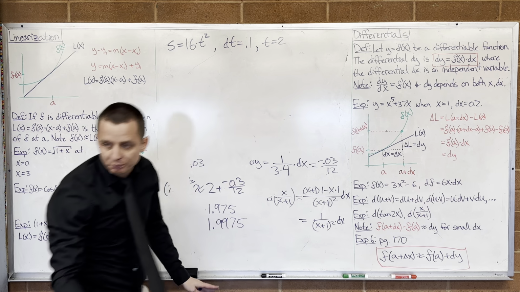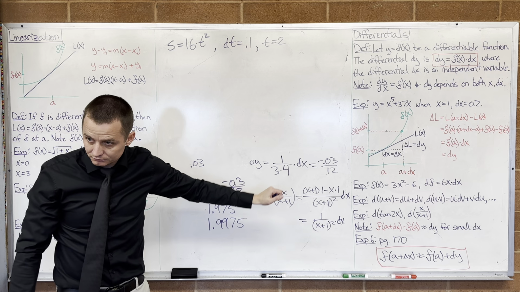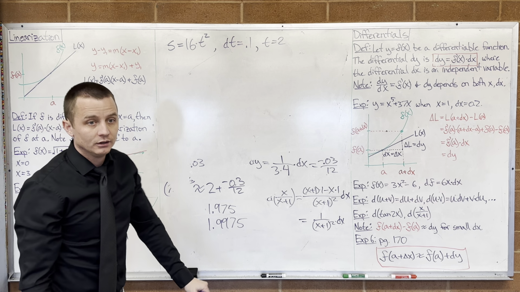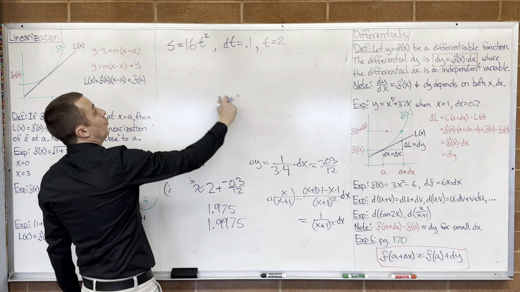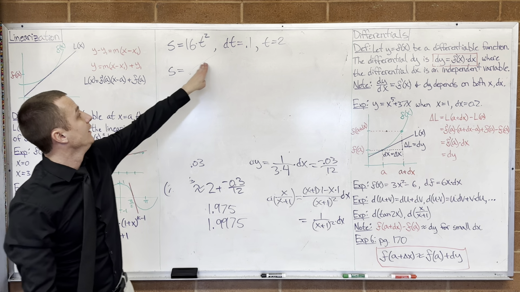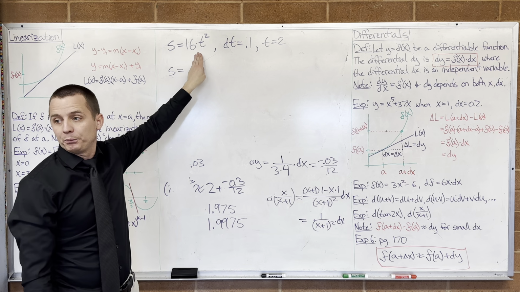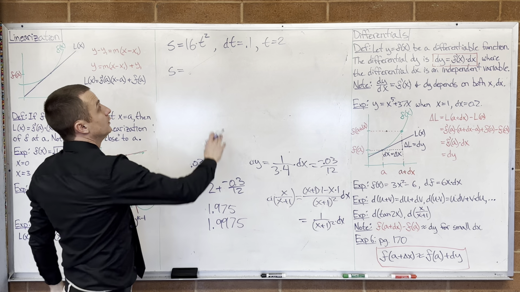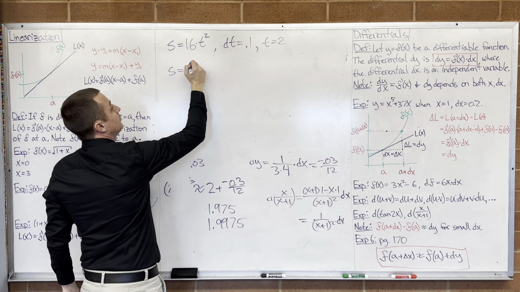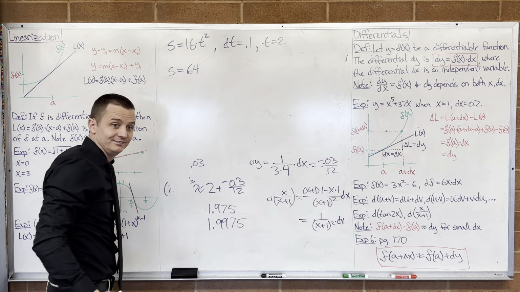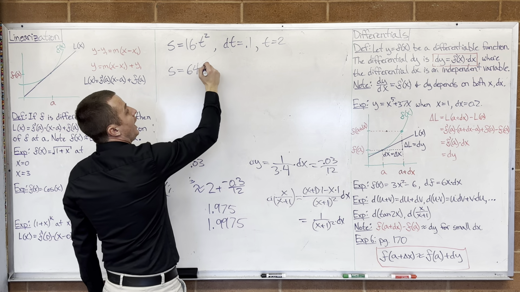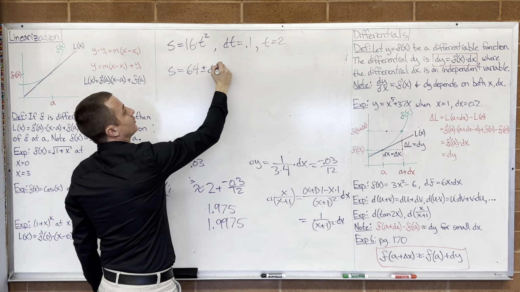Okay. So we're trying to approximate the depth of this well. What is s going to be when I plug it in here? 4 times 16, which is 64. But now we have to do plus or minus our ds here.